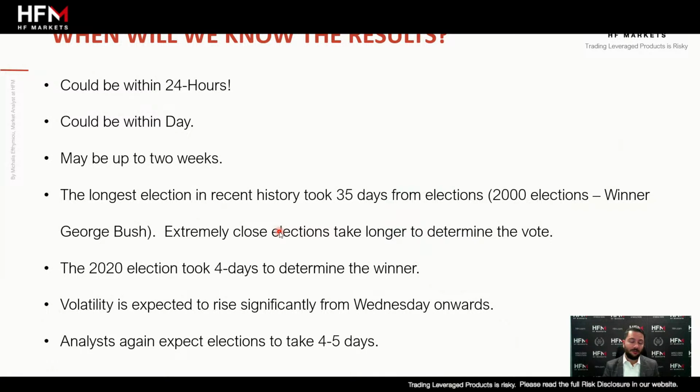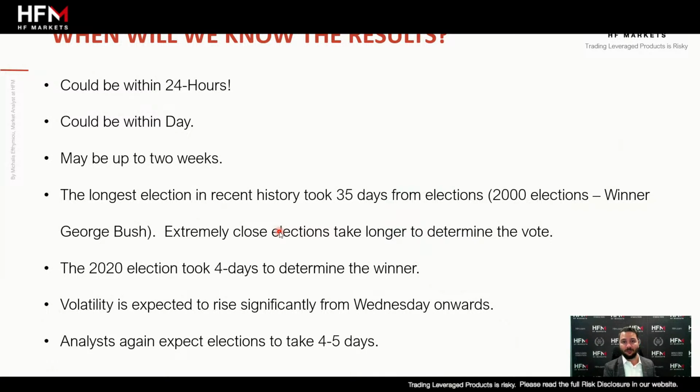So, ladies and gentlemen, it could be within 24 hours, it could be within the day, but it may be up to 2 weeks as well. Now, generally speaking, on average, when we're looking at analysts, most analysts think it's going to take approximately 3 to 4 days at a very maximum. 3 to 4 days. Now, that can't be guaranteed, like I said. Technically speaking, it could happen within a day. It's unlikely to, but potentially it can happen within a day. Potentially, it can take a very long time.